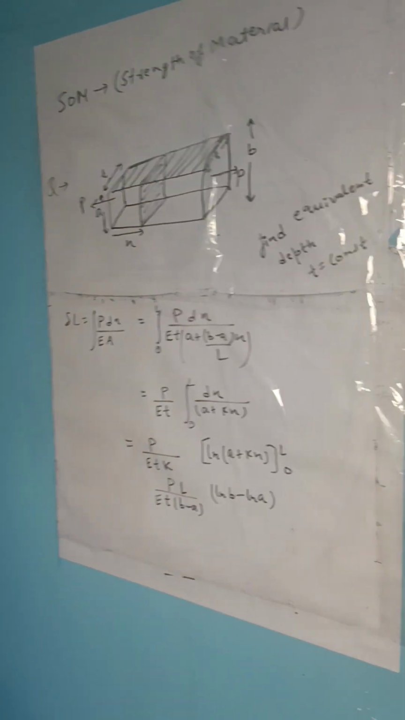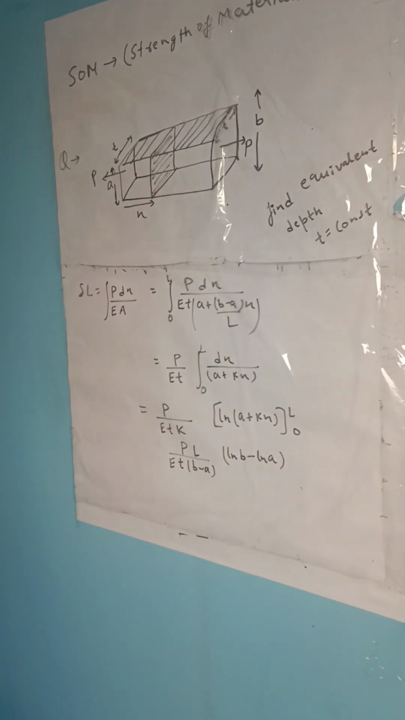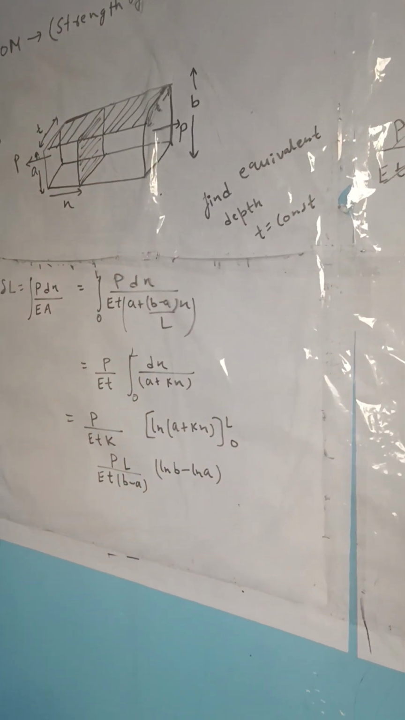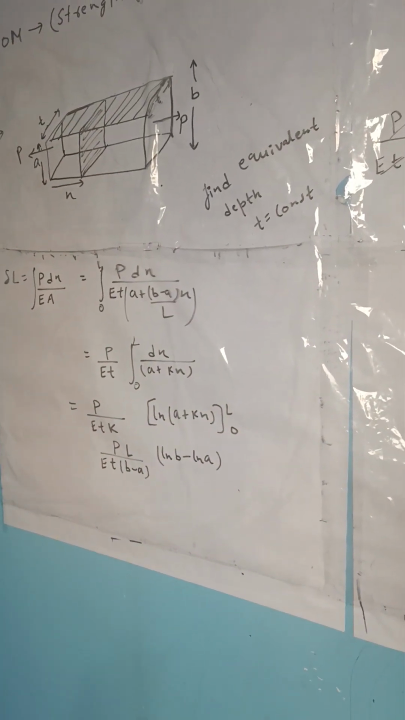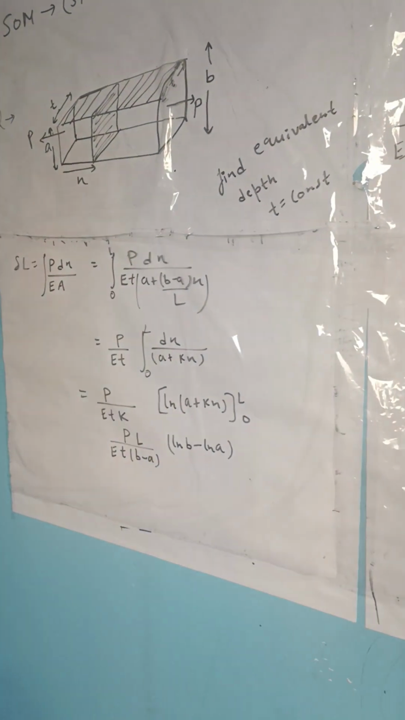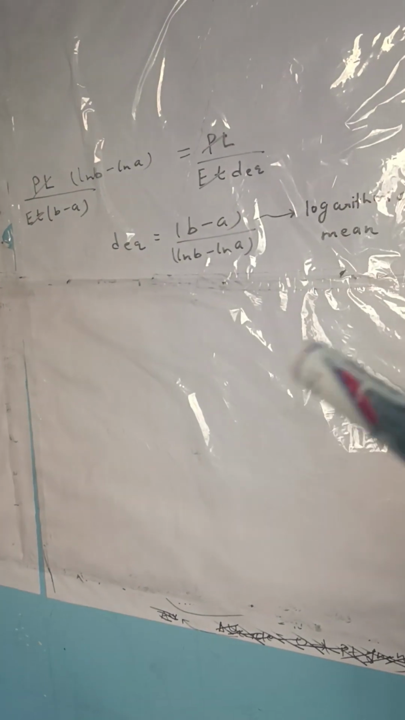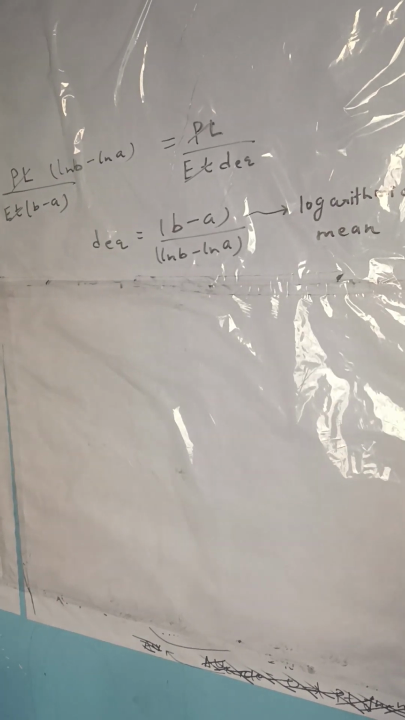So friends, now we come to the equivalent depth. For that we assume one hypothetical longitudinal member whose cross sectional area is constant. So we apply the formula PL by EA, where A is T into the equivalent depth. So PL by ET equivalent depth equals PL by ET (B minus A) with ln B minus ln A in the numerator. After calculation we get the equivalent depth as (B minus A) upon (ln B minus ln A).